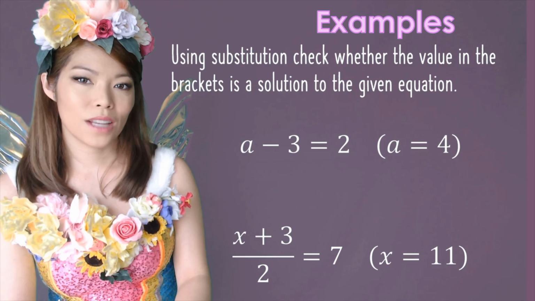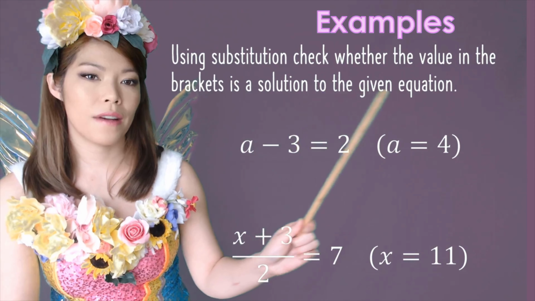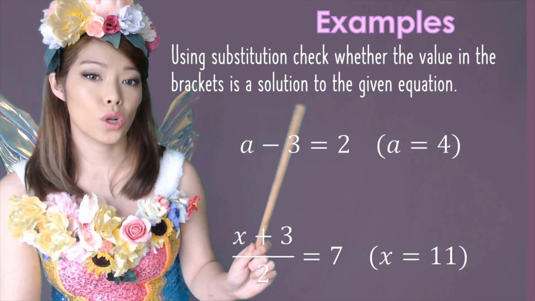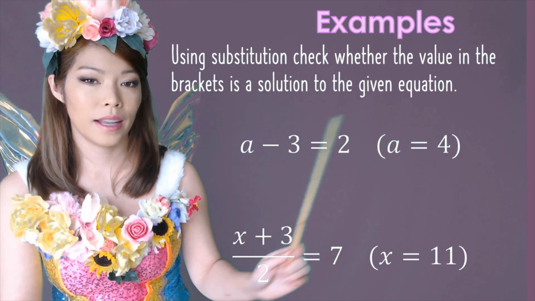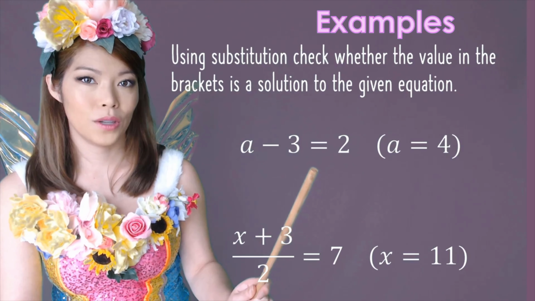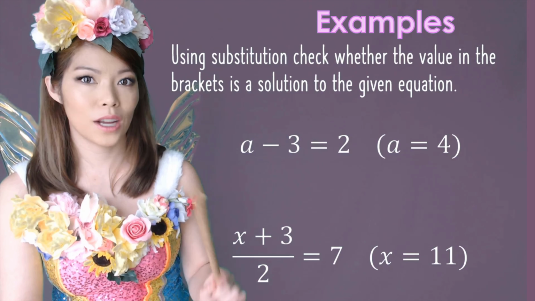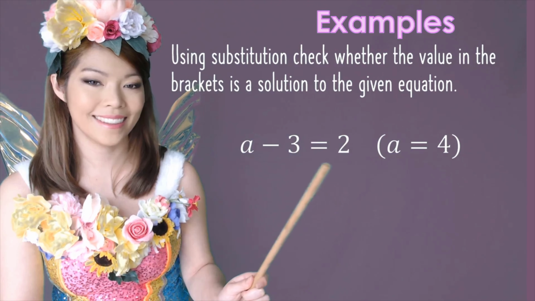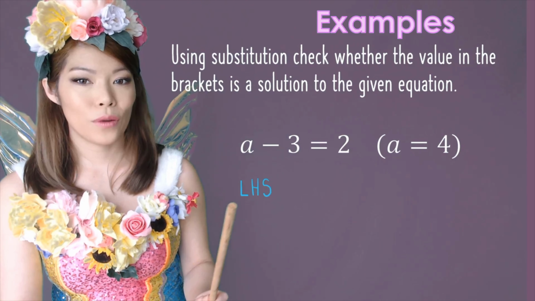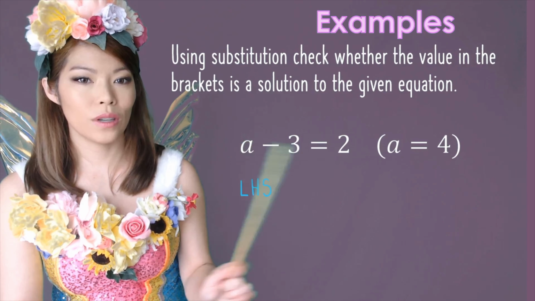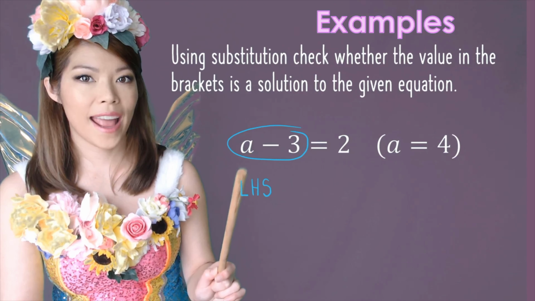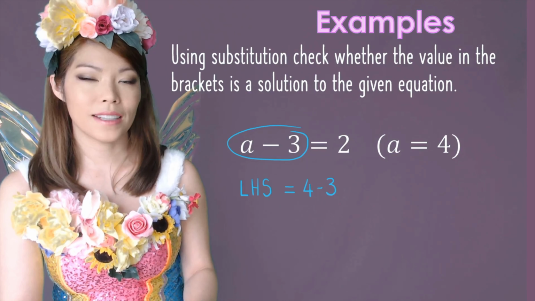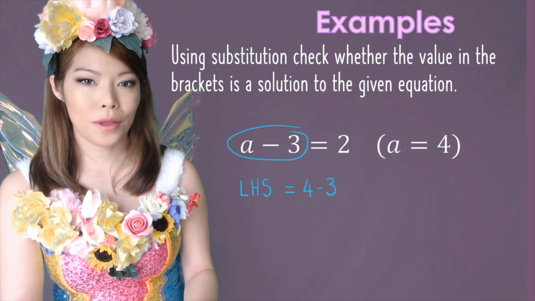Have a look at these. Using substitution, check whether the value in the brackets is a solution to the given equation. So we have to check whether a equals 4 will fit in this equation. To do so, we look at the left-hand side and compare it to the right-hand side. So for the left-hand side, we write LHS equals 2. Now we substitute 4 into the left side. So 4 in where a is, so 4 minus 3, which is equal to 1.